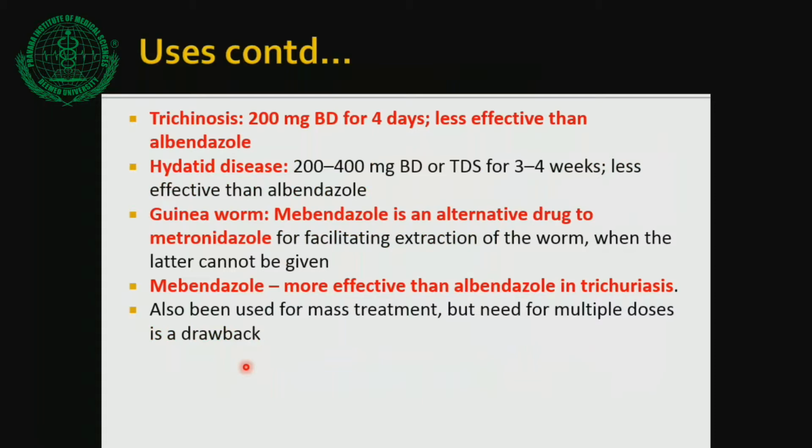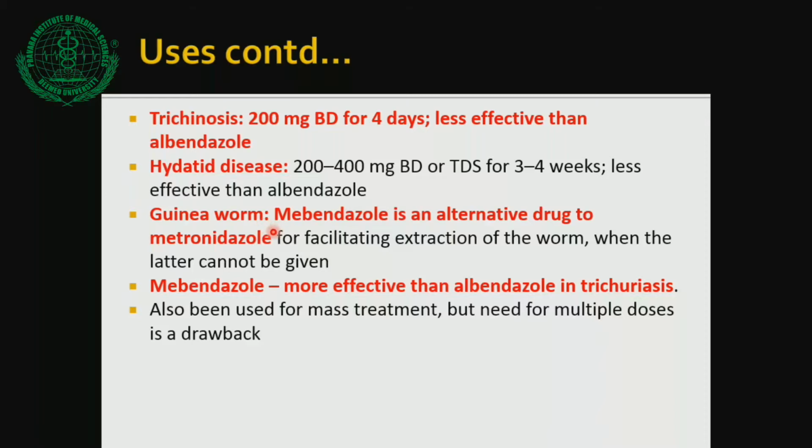Okay. Next is trichinosis, that is caused by Trichinella spiralis. Here also the dose is quite different, 200 milligram BD for 4 days, but here albendazole is preferred, so mebendazole is less effective than albendazole. Hydatid disease, though it is given, it is not preferred, so let us not discuss that.